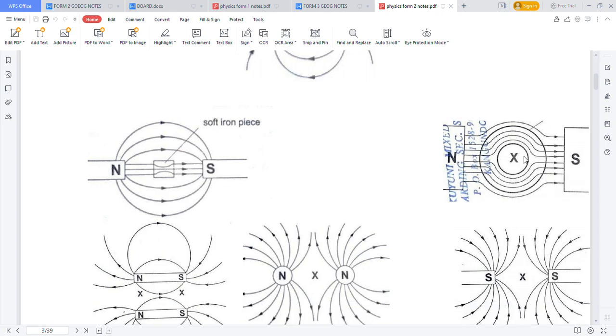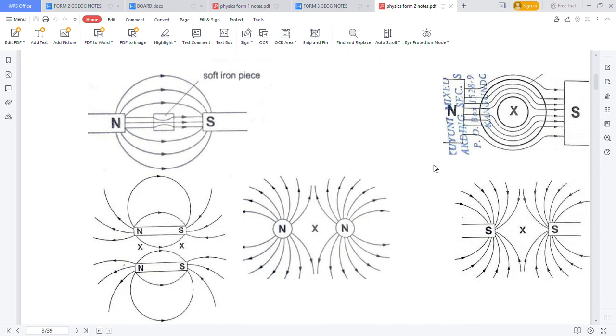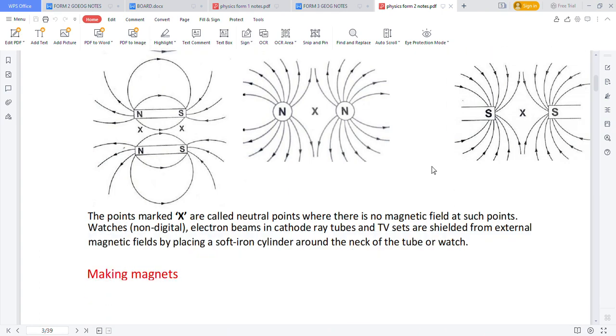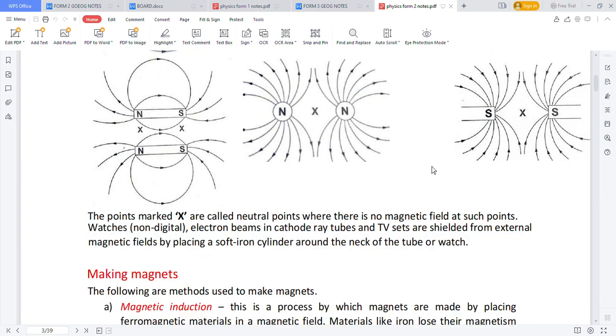Then we have this ring here, neutral point X. This is where the magnetic field is not felt, or the magnetic effect is not felt. Again, you can see in the diagram. So kindly mark that. The points marked X are called neutral points, where there is no magnetic field at such points.